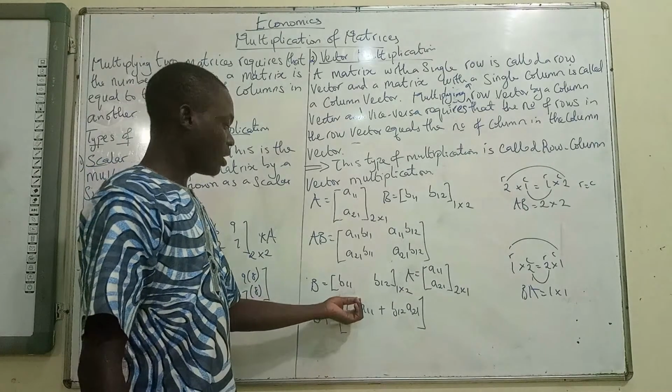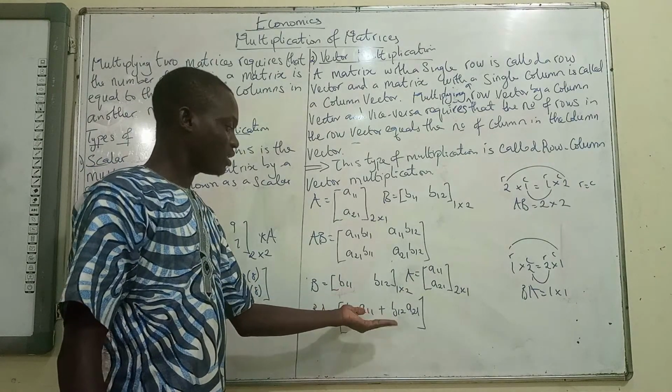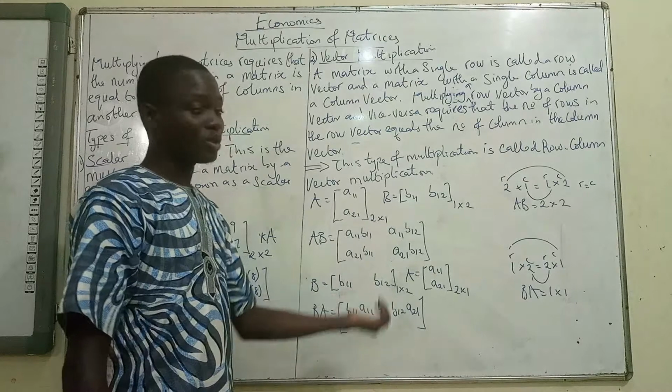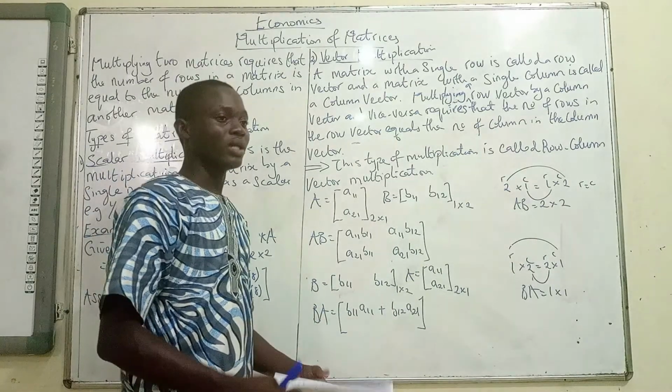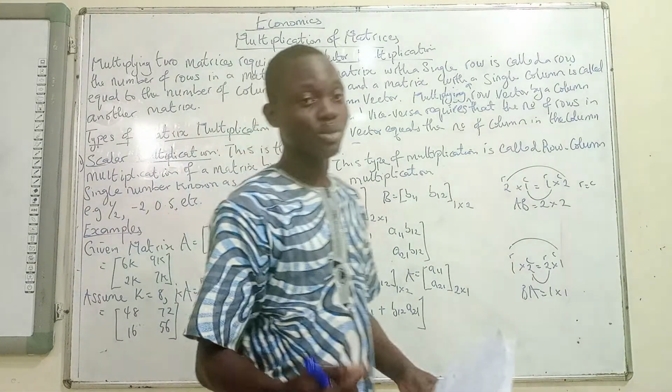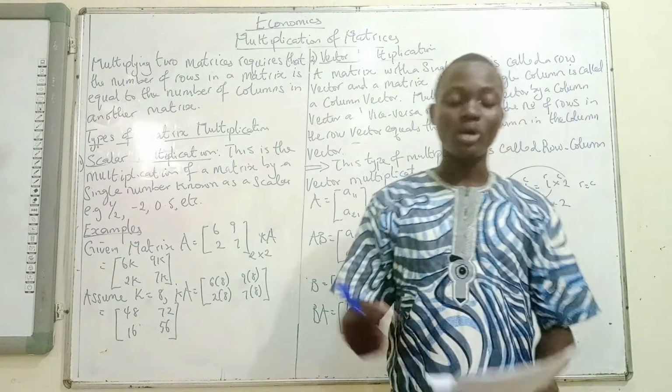If this were 3, or this were 13, and this were, let's say, 10, so 13 plus 10 will be 23, and 23 will be what? A kind of matrix. It's going to be a matrix that has a single row and a single column.